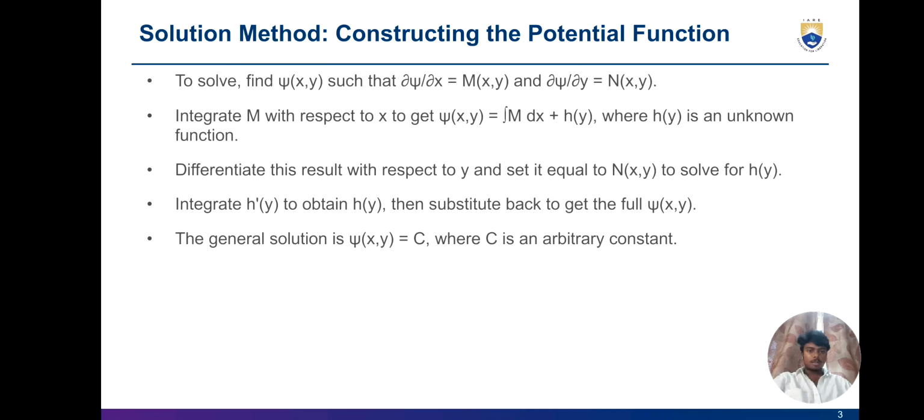Differentiate this result with respect to y and set it equal to N(x,y) to solve for h'(y). Integrate h'(y) to obtain h(y). Then substitute back to get the full phi. The general solution is phi(x,y) equal to c, where c is an arbitrary constant.